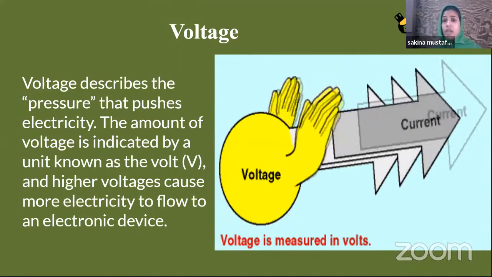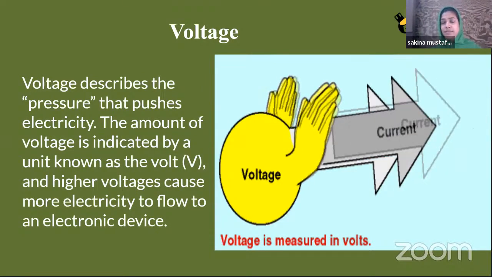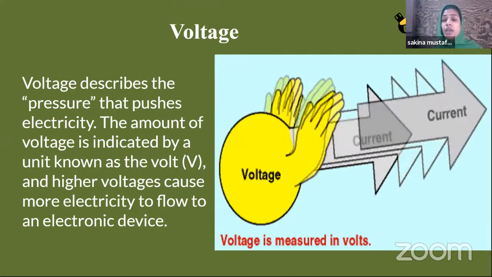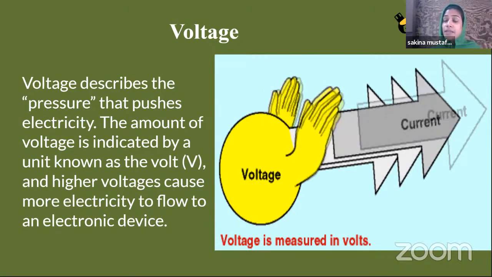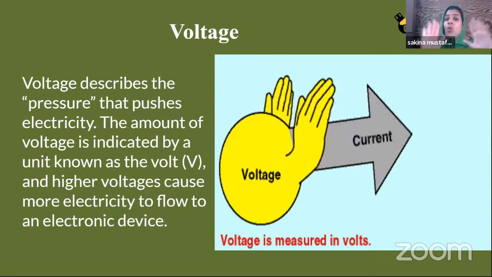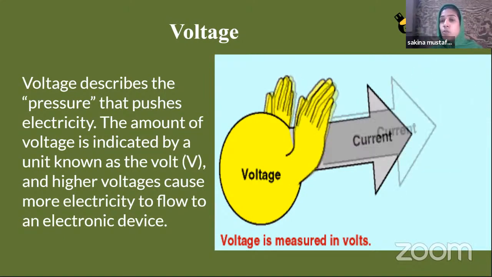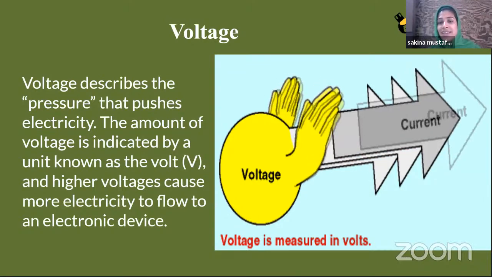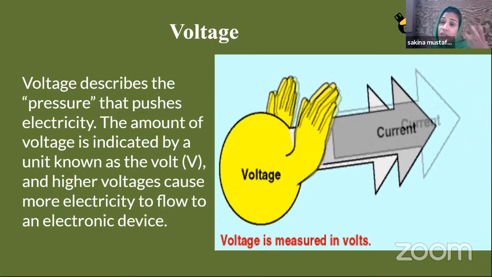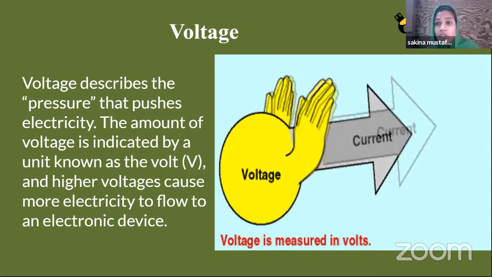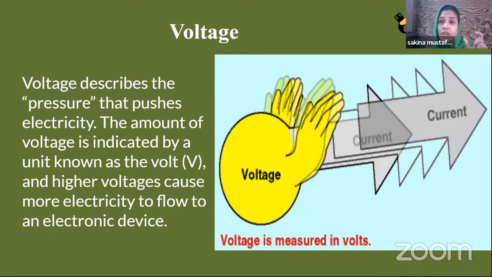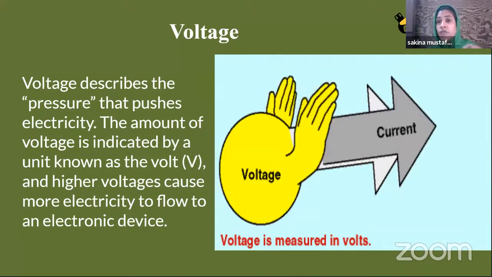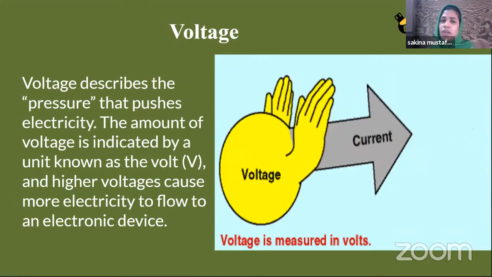So it is like someone pushing us, right? If you want to run, someone is pushing us. So the voltage acts the same. It is a pressure pushing the electrons to move so that the current will flow. So this happens in the electronic circuit. With how much pressure? That is measured in a volt. That amount is known as the voltage, and it is measured in volts.